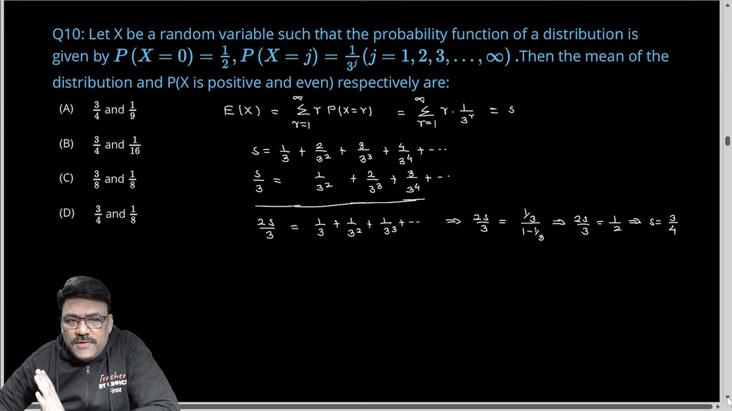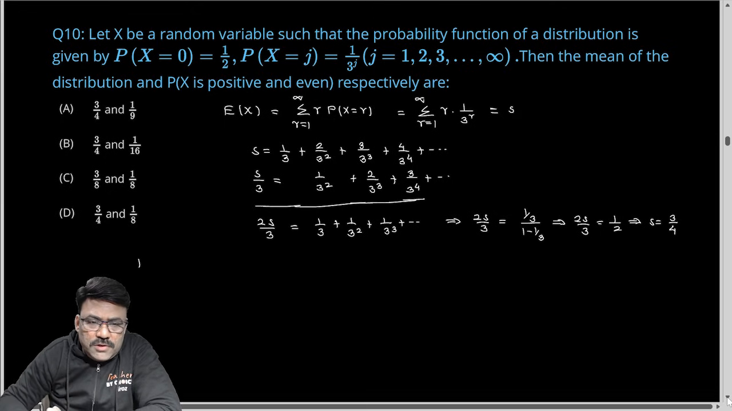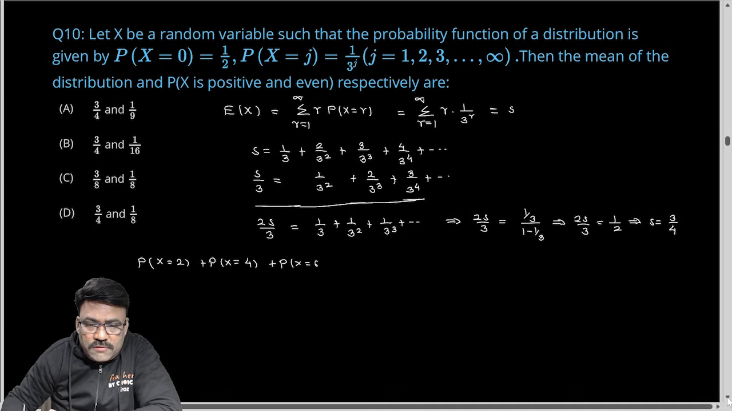So mean is 3 by 4. Mean or expectation, you can say it is 3 by 4. The next thing I have to find is the probability when x is even and positive. Means you have to find the probability of x is equal to 2 plus probability of x is equal to 4 plus probability of x is equal to 6, like that up to infinity.